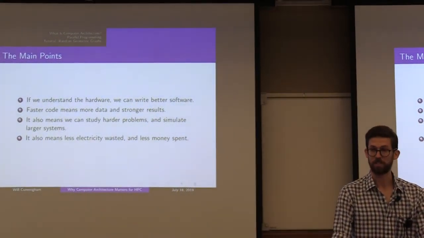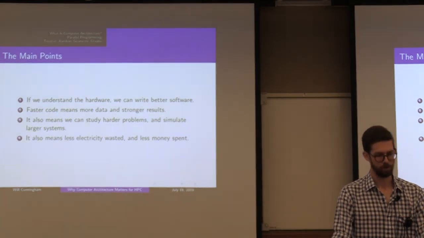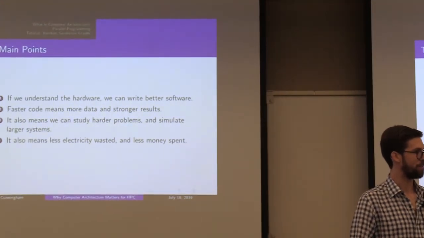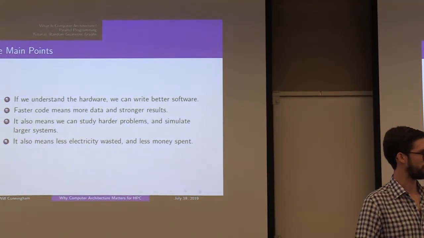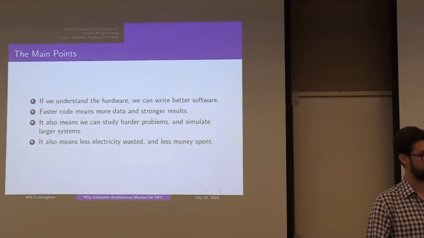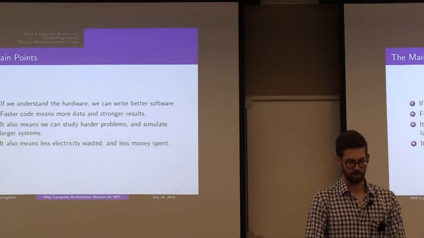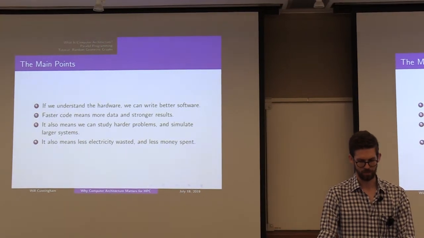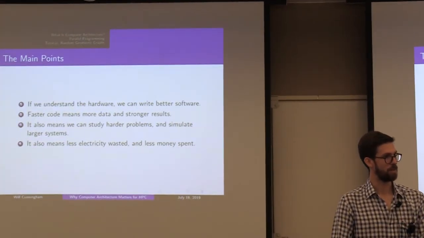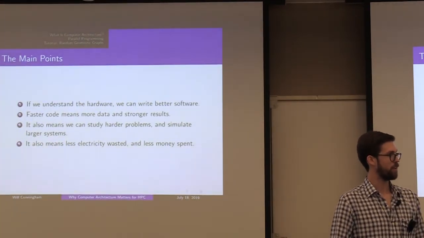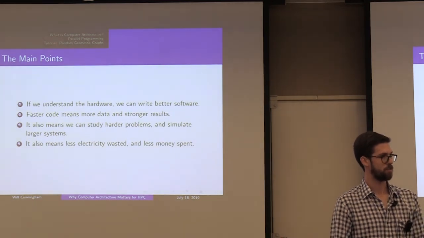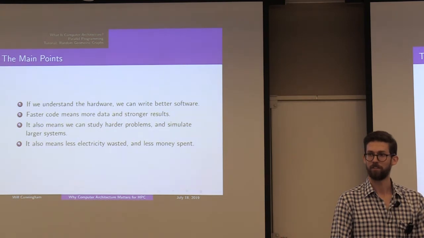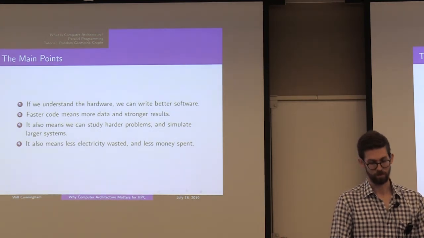It also means that we can study harder problems than we were able to before, and we can simulate larger systems. So rather than wait 5 years for better computers, faster processors, more cores, you can get the same thing now if you're smart about it and use some tricks. And of course, it also means less electricity wasted and less money spent. Even though that's not something that you really notice, maybe as a student or as a researcher, somebody's paying for it. And so it's worth reducing costs if you can.